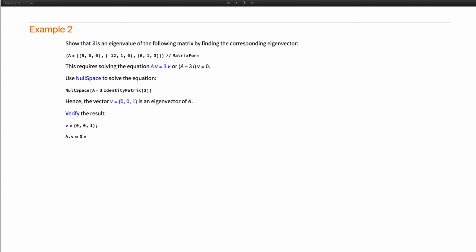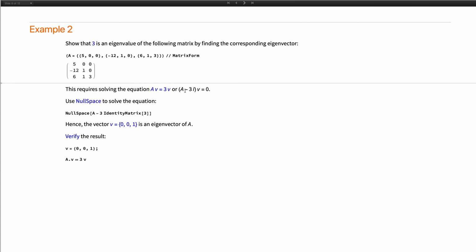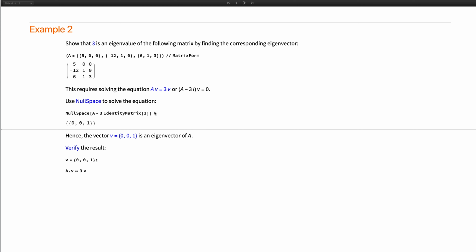Example 2: let's say you have the number 3, and let's try to show that 3 is an eigenvalue of the matrix here by finding the corresponding eigenvector. Again, you need to solve the equation AV equals 3V. Use NullSpace, and you get back the answer (0, 0, 1), which you might have guessed from the last column here. So the vector (0, 0, 1) is an eigenvector for this matrix. Let's check that, and you do see that it is an eigenvector. So the eigenvalue is 3, and the eigenvector is the vector (0, 0, 1).